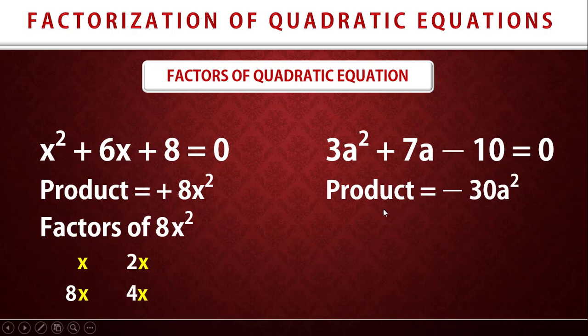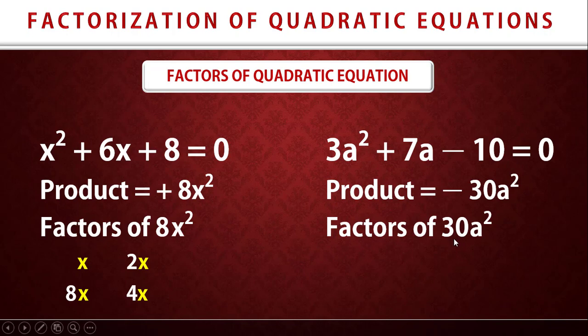Having determined the product now, the next thing is for us to determine the factors. So pretend as if the minus is not there. Just take out the 30a squared and then we determine the factors of 30a squared. So for these factors of 30a squared, let's first of all take out the number, only the 30, and determine the factors of 30 first. What are the factors of 30?